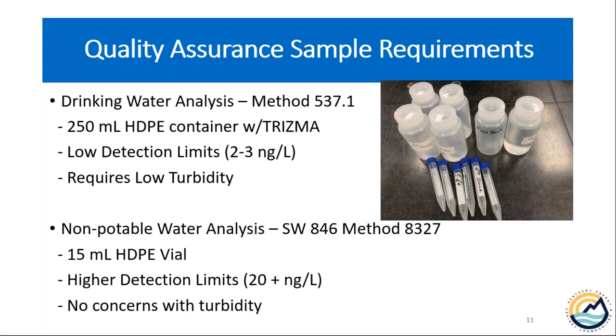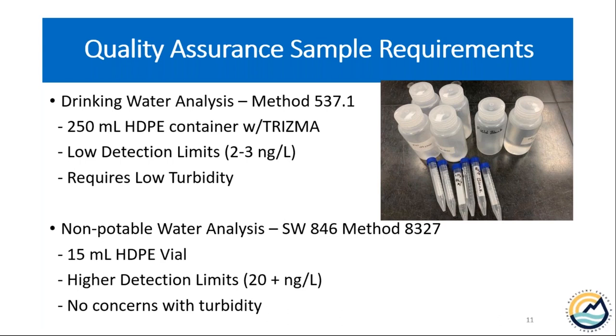The DEPS laboratory currently has 2 analytical methods that they can use to test for PFAS. The first is the drinking water analysis, method 537.1. This requires sample collection in a 250 milliliter HDPE container with powdered trisma. It has a very low detection limit at approximately 2 to 3 nanograms per liter or parts per trillion. However, this requires that your water have very low turbidity to be successful.